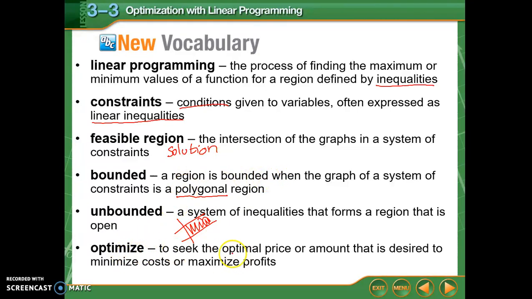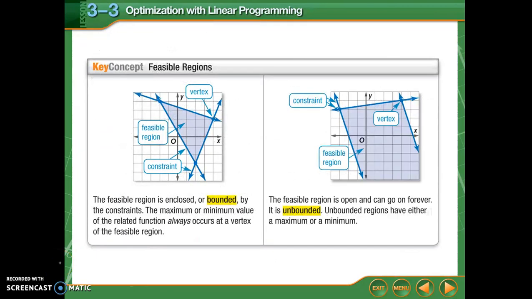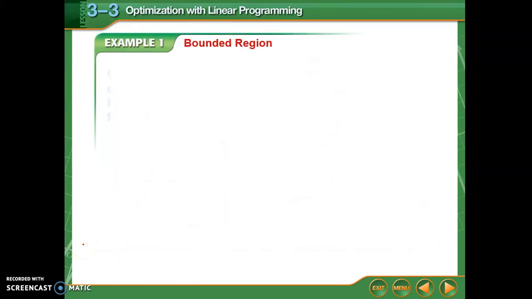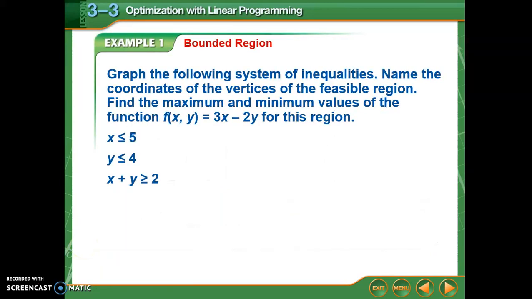And when I'm optimizing something, I'm seeking the optimal or the best price or amount that's desired to minimize cost or maximize profit. So here's our feasible region. This makes it a little bit more visual for you. Here's an example of a bounded feasible region. So here would be my solution area. This is an example of an unbounded feasible region. And the vertices, remember, are the places at the corners of our feasible region, where the inequalities that I graphed represent the constraints. So let's look at an example of a bounded region.